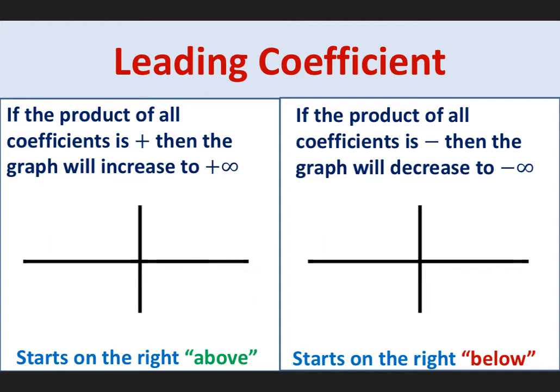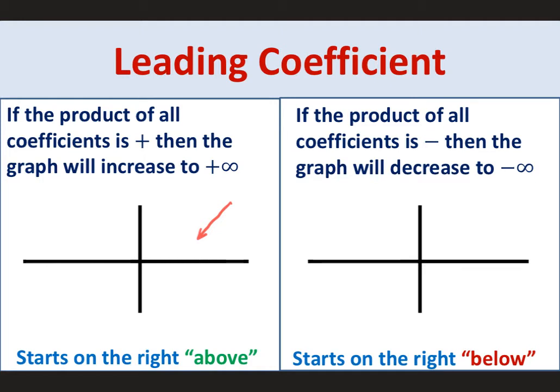Now, the leading coefficient is going to determine the end behavior. So if we go back and look at all the values in front of all the x's, if the product of all of those is positive, then our graph is going to start on top, above the x-axis, on the right side in some way. So it's going to be coming down from the top right.